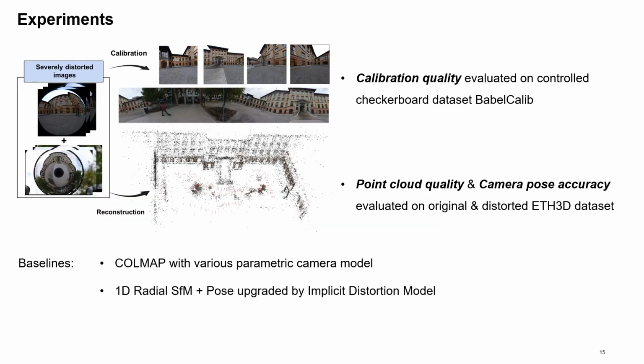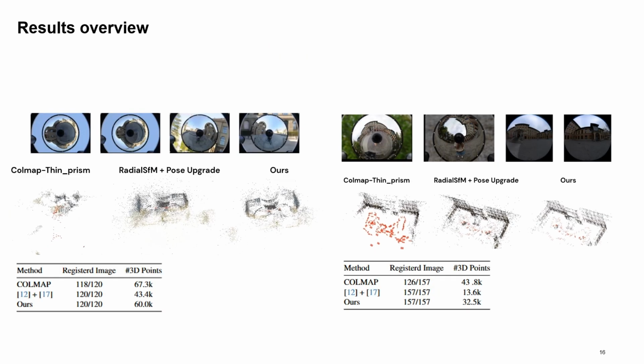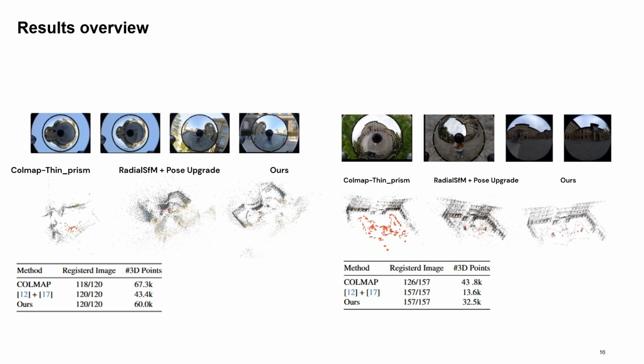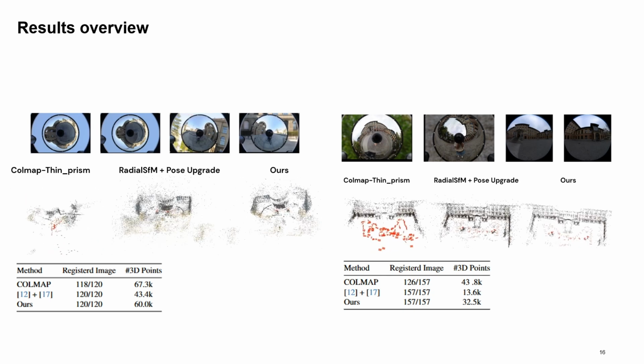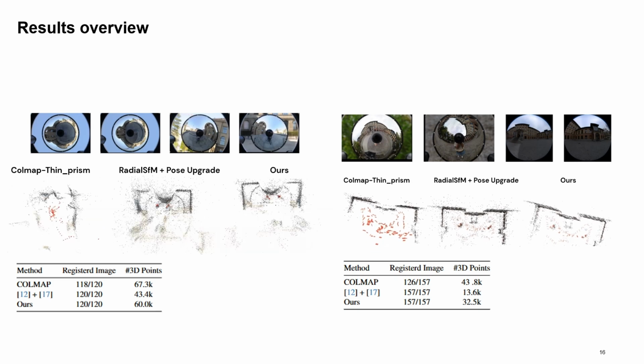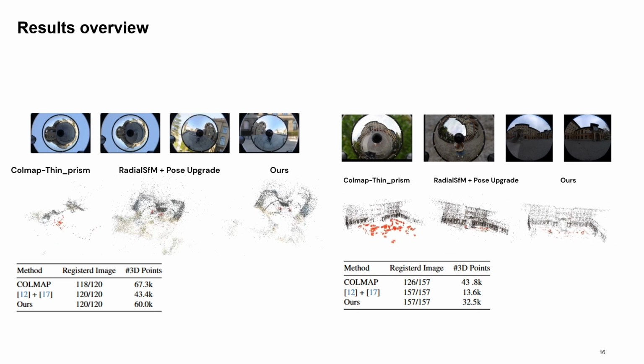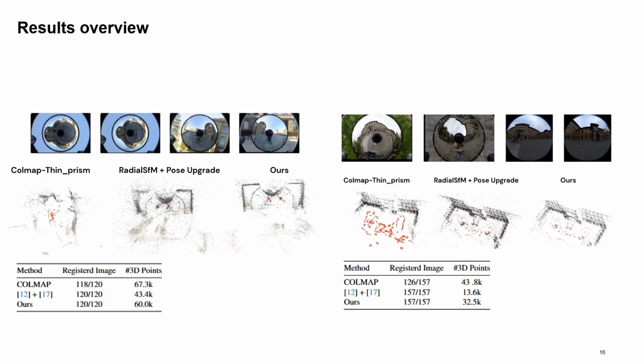In experiments, we evaluated both the calibration ability and reconstruction quality. We compare with CalMap with various parametric camera models as our parametric baseline and also 1D radial SFM with pose upgraded by implicit distortion model as our non-parametric baseline. Let's first see some challenging reconstructions from catadioptric or fisheye images. In general, compared to other methods, our pipeline achieves much cleaner reconstruction with sufficient points.